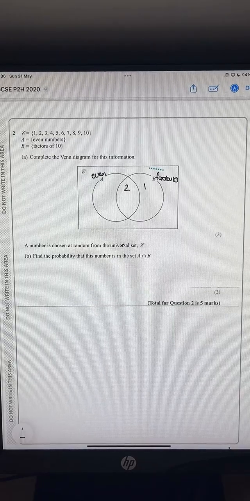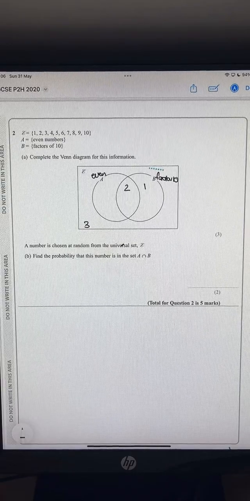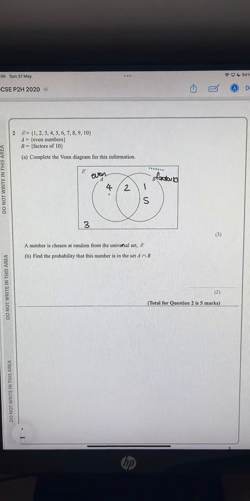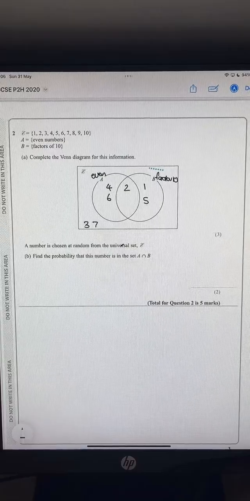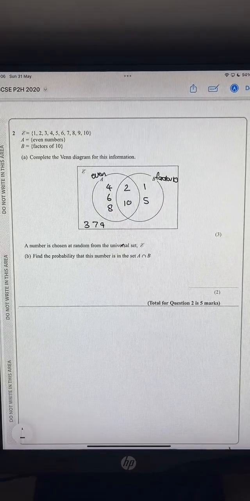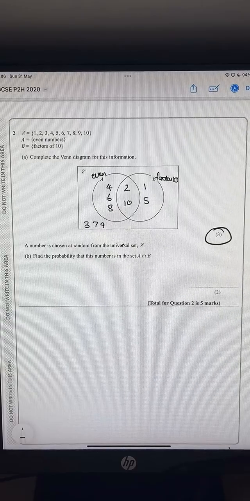Then 3 is not even, and it's not a factor of 10. So that goes outside my circles. Then 4 is just even. 5 is a factor of 10, but it's not even, so it goes there. 6 is just even. 7 is neither. 8 is just even. 9 is neither. And 10 is a factor of 10, and it's also even. And that is my Venn diagram for a nice 3 marks.